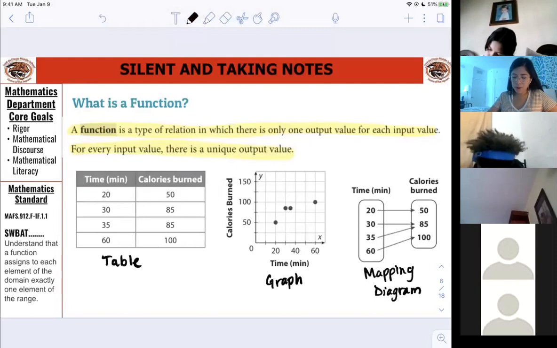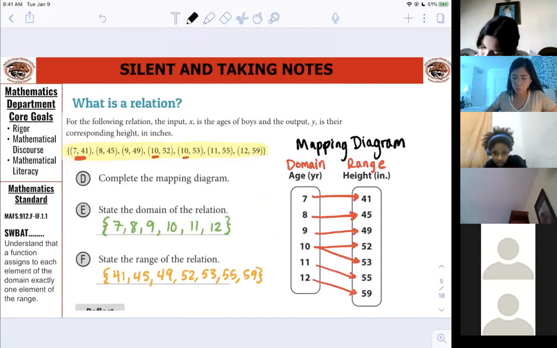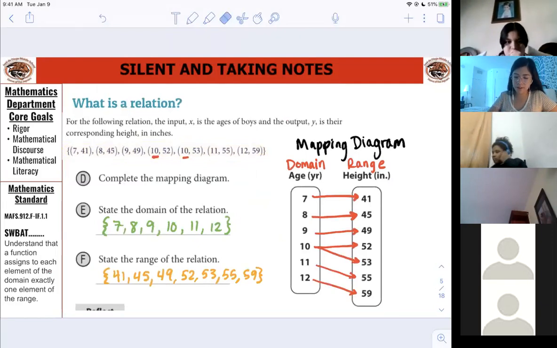And the most important thing to notice when you do these things is to see how many times an x value comes up. So you know how in the previous problem, I'm going to go back really quick to the previous problem. What was going on in the x values in the domain? Does anyone remember? The 10 repeated itself. Exactly, the 10 repeated itself.